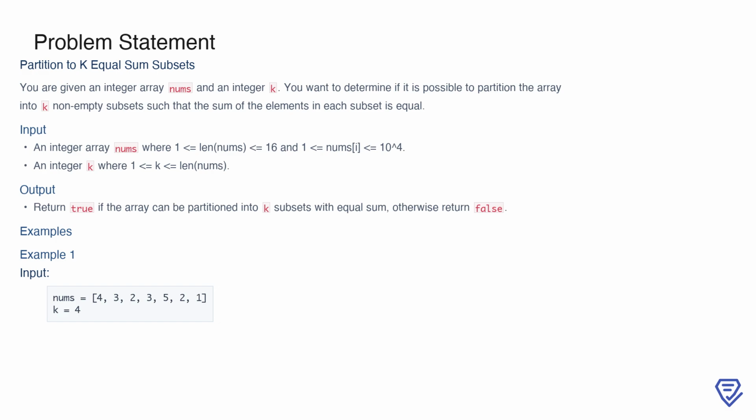For the input, the array nums can have a length between 1 and 16, with each element being a positive integer up to 10,000. The value of k will always be at least 1 and at most the length of the array. The output is a Boolean value, true if the array can be partitioned into k subsets with equal sums, and false otherwise. Let's look at an example to better understand the problem.